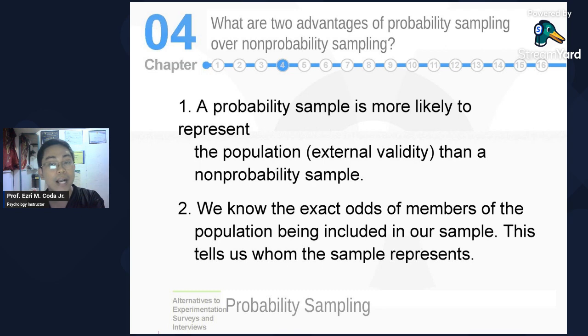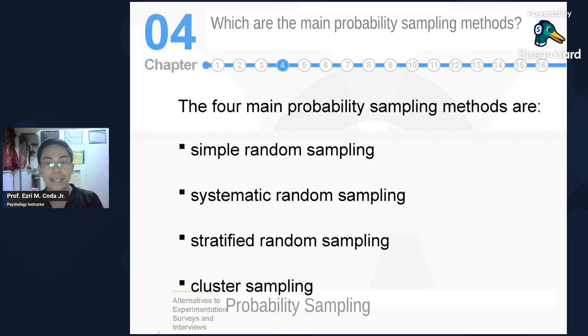Second, we know the exact odds of members of the population being included in our sample. This tells us whom the sample represents. So it's a good sample of your population, and you will be confident that the sample you get is a good representation of your entire population. I hope that's clear.